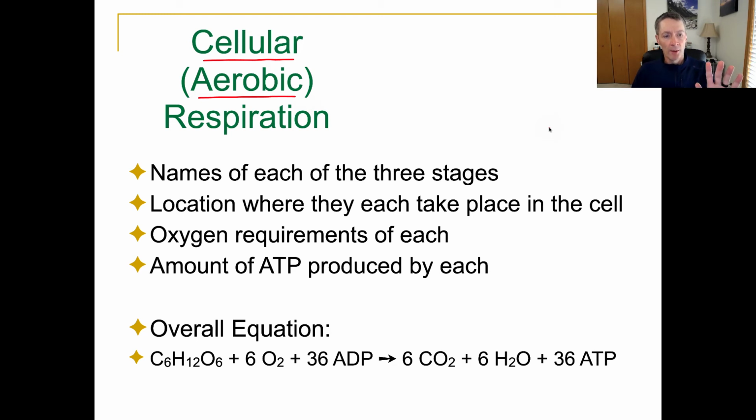So, in a nutshell, what do we want to know? First of all, I want to know the names of each of the 3 stages of this particular cellular respiration equation. I want to know the location where each of them takes place, where in the cell. I want to know the oxygen requirements for each of these 3 stages. And finally, I want to know the amount of ATP that is produced within each stage.